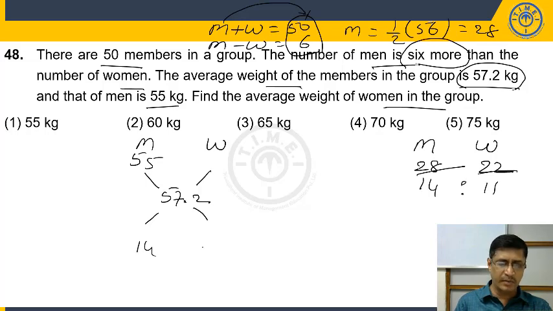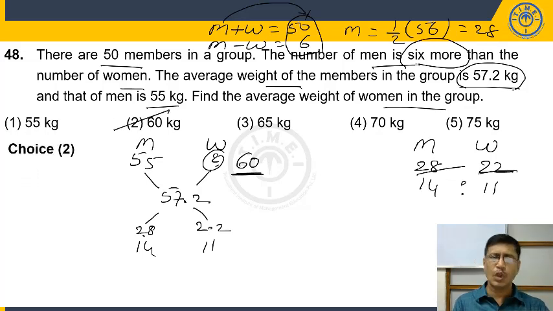Now 14:11 means the difference between 55 and 57.2 is 2.2. 11 is becoming 2.2, which means I am multiplying with a multiplication factor of 0.2. 0.2 into 14, it becomes 2.8. Am I right? 2.8. When you add this, it will become the value 60 kgs. So what is the right choice? Option number 2. The second choice is the right answer.